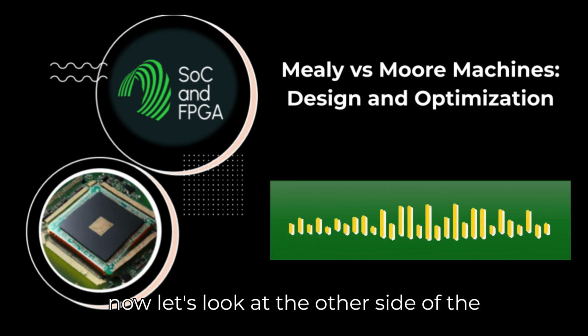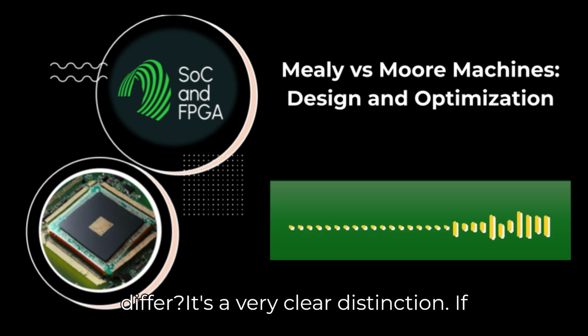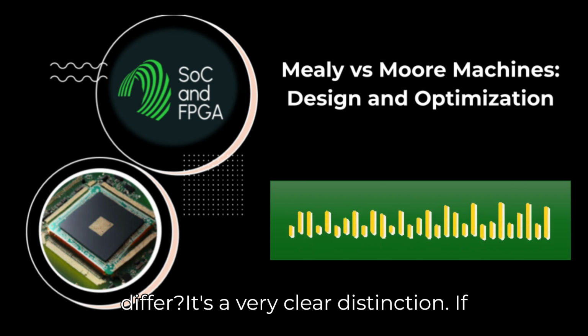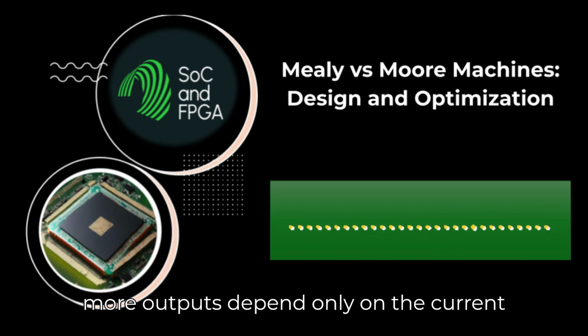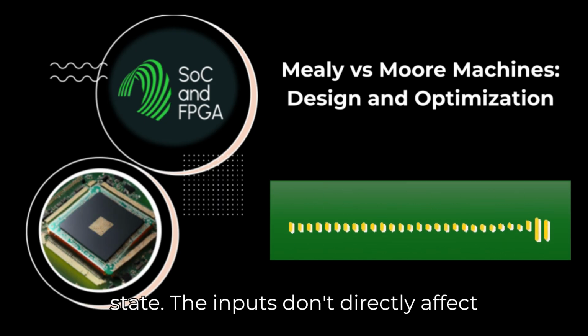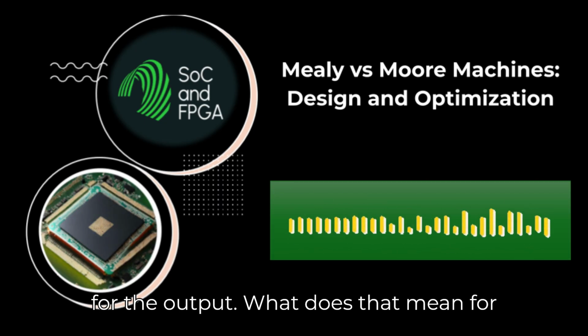Okay. Now, let's look at the other side of the coin. The Moore machine. How does it differ? It's a very clear distinction. If Mealy outputs depend on state and input, Moore outputs depend only on the current state. The inputs don't directly affect the output pins. Only the state matters for the output. What does that mean for timing?